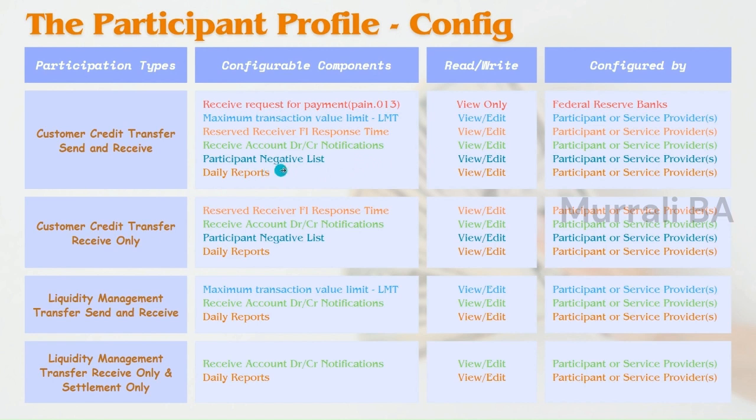And the next one is the participant negative list. The participant negative list is basically where you identify that messages originating from certain account numbers are fraudulent or show suspicious transactions. In that case, you can contact the Federal Reserve Support Center and enroll that particular account number in the negative list. Whenever a payment is initiated from this account number, it will be rejected automatically. You can view or edit it.